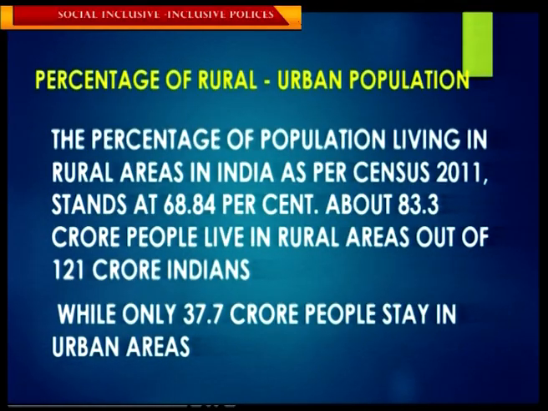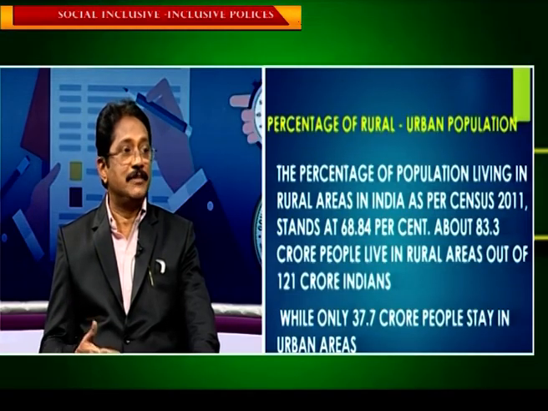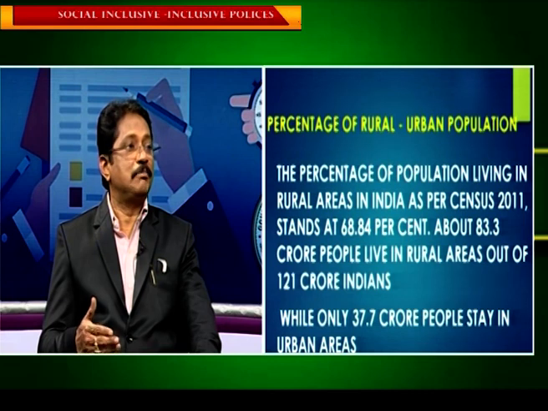While 37.7 crore people stay in urban areas, it is approximately 31.16% who live in urban areas and 68.84% who live in rural areas. These two statistics are very, very important. Even the population is very important: nearly 83.3 out of 121 crores of people live in rural areas, and 37.7 crore people live in urban areas. This is a very important statistic.